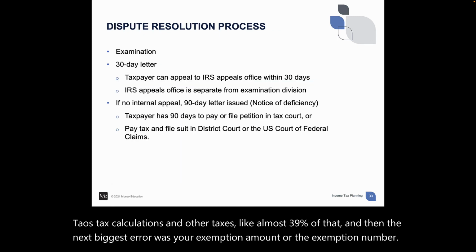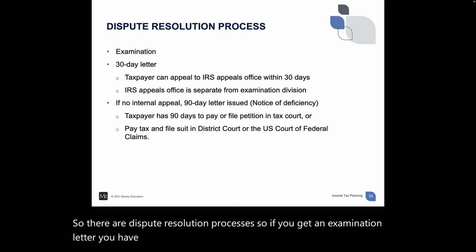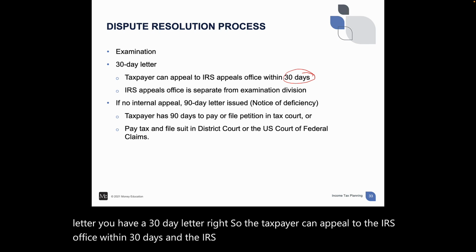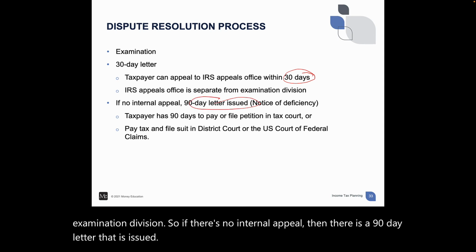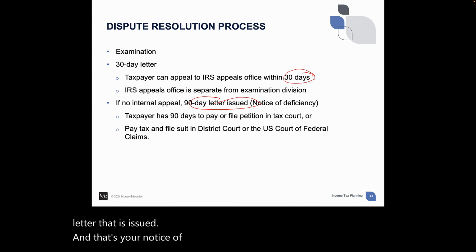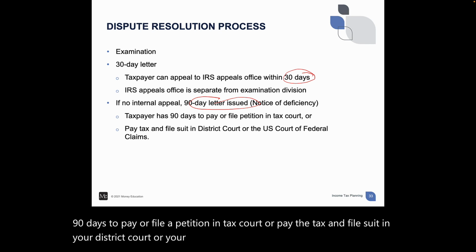So there are dispute resolution processes. If you get an examination letter, you have a 30-day letter, right? So the taxpayer can appeal to the IRS office within 30 days, and the IRS office is separate from the examination division. If there's no internal appeal, then there is a 90-day letter that is issued, and that's your notice of deficiency. That says that the taxpayer has 90 days to pay or file a petition in tax court, or pay the tax and file suit in your district court or your U.S. Court of Federal Claims.